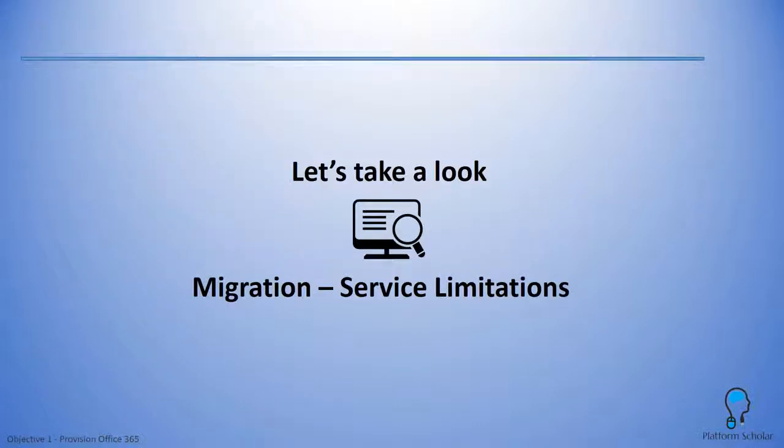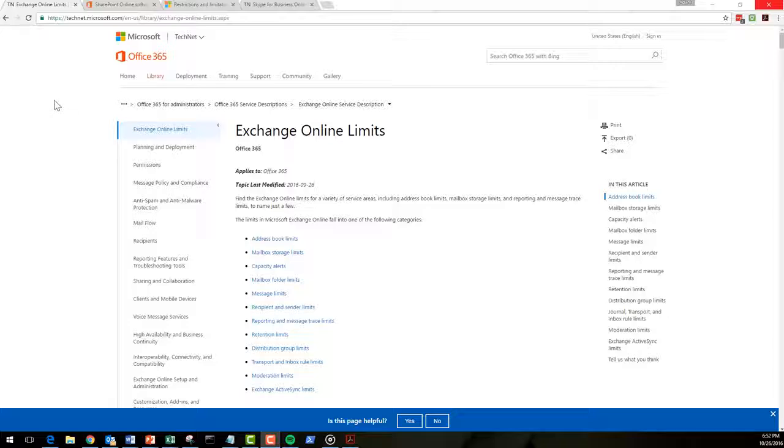Okay, so let's look at some of the migration limitations for the various services such as Exchange, SharePoint, and OneDrive for Business. Let's take a look at some of the limitations of these online servers. Now, there's not really one repository to go and find these limitation documents. You just kind of have to search for it. Search for Exchange Online limits or SharePoint Online limits or Skype Online limits and so forth.